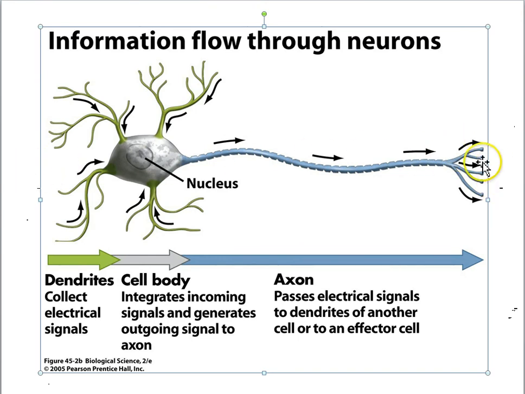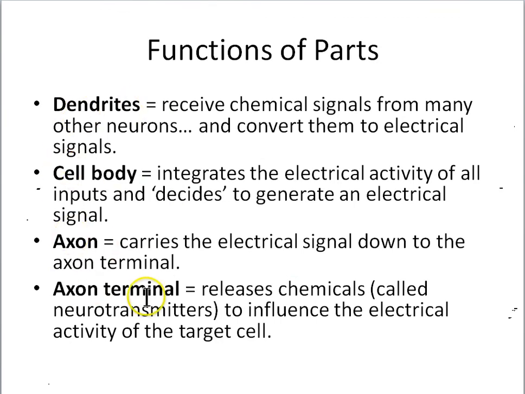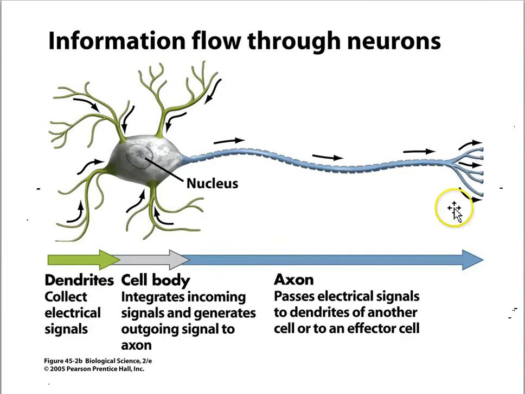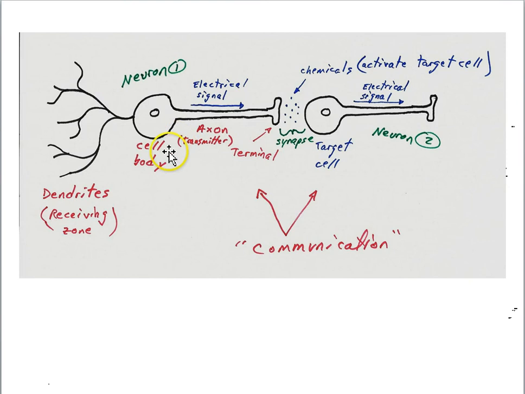Now what happens at the terminal here is important. On this slide, by the way, we just have a summary of some of the functions of the basic parts of the neuron. But let's find out what happens at the terminals. In this diagram we drew, here we see the dendrites, the cell body, the axon, and the terminal. When the electrical signal reaches the terminal, chemicals are released from the terminal. These chemicals cross this space. It's filled with fluid, but they diffuse, they move across this space, and they interact with the target cell.